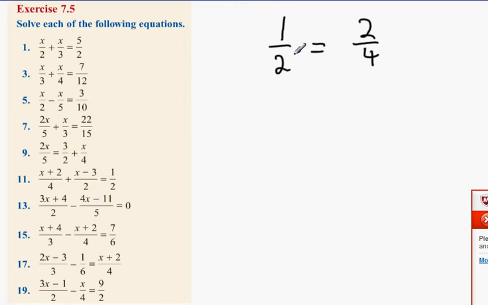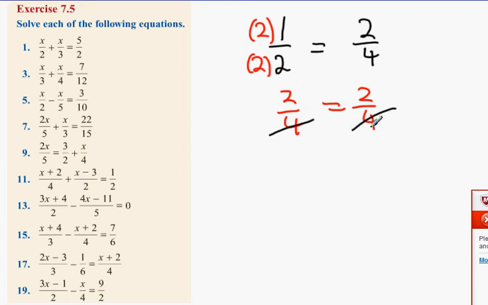If I multiply the left one, what's the biggest denominator again, the 4 or the 2? 4. Does 2 divide into 4? Yes. So if I multiply the bottom by 2 and the top by 2, what do I get? 2 quarters. And if we have 2 quarters equals 2 quarters, guess what we're allowed to do? We're allowed to get rid of the bottom. If the bottoms are the same, you're allowed to get rid of them.